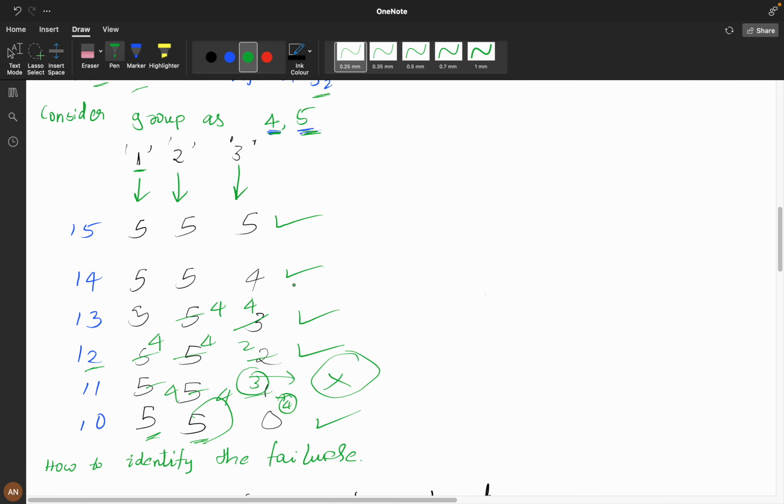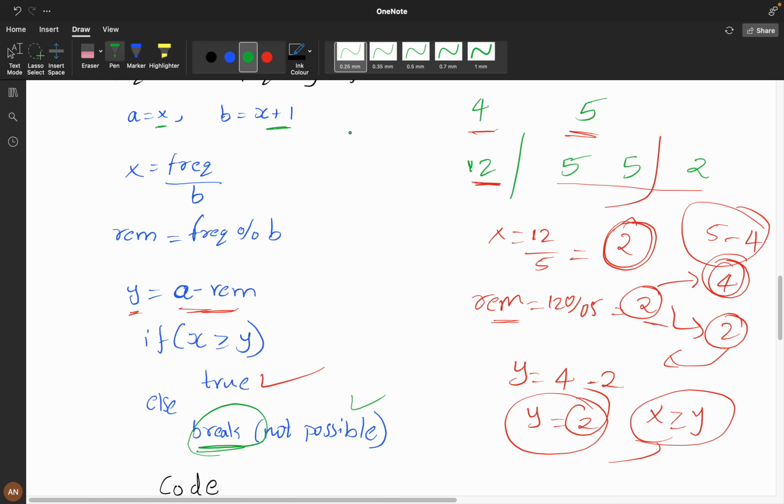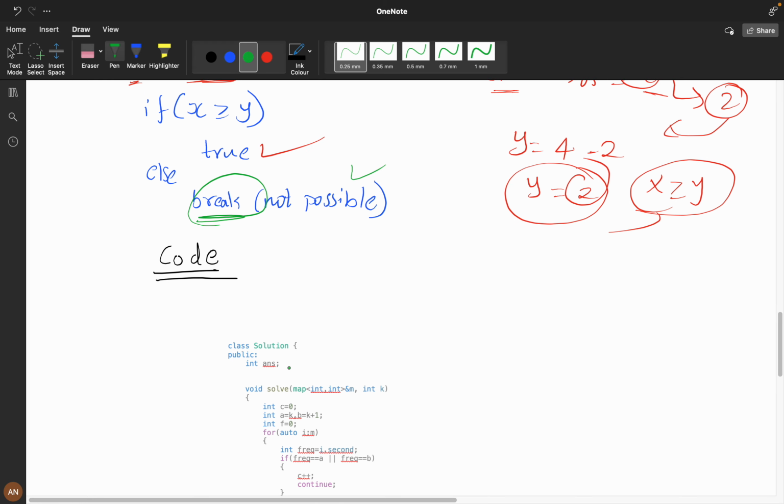And one correction, guys, this is not 1, 2, 3. This is the frequency of every, suppose any element. Frequency of any element. It can be equal to 1 or 2 or 3. This is my frequency. Frequency is 15, 14, 13, 12, 11 and 10. So I think you understood this mathematical statement. It is pretty easy if you try to understand it.